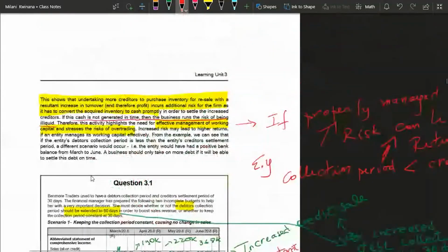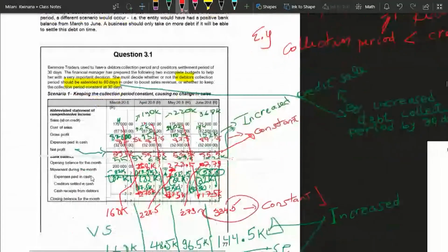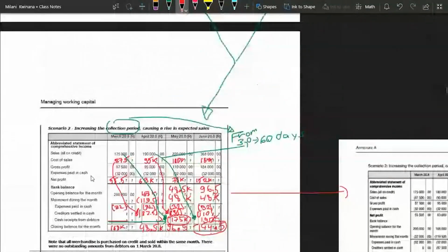So the only difference between scenario 1 and 2 is that the sales amount increases over the months in scenario 2, while in scenario 1 it remains constant. And we basically apply the same method.